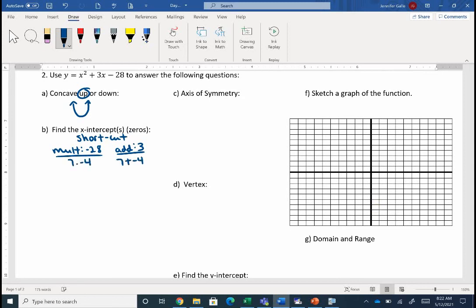Remember, it does matter which one's negative. It does matter if the 7 or 4 is negative. We have to add to get that positive 3. The order you do those in doesn't matter, but the 7 has to be positive.